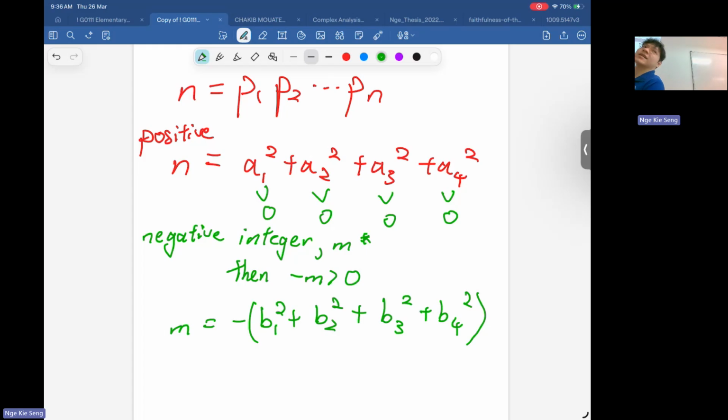Okay, so you were saying that even before this result for integers, we have a theorem saying that every prime can be written as a sum of four squares, and then we combine it with prime factorization, so we could write every integer as a sum of four squares. This is what he said.